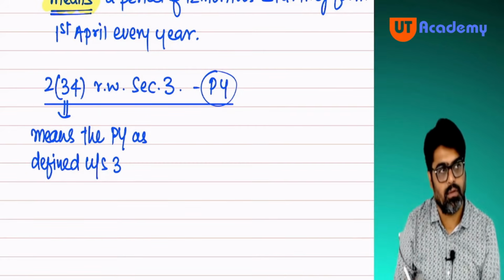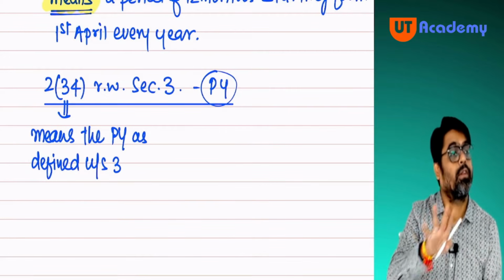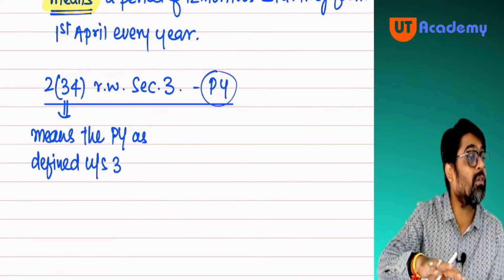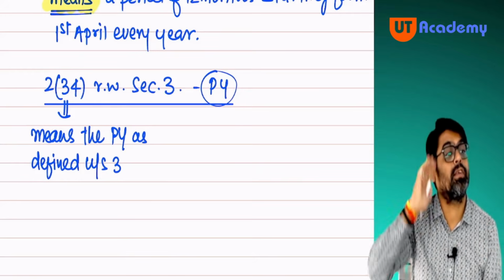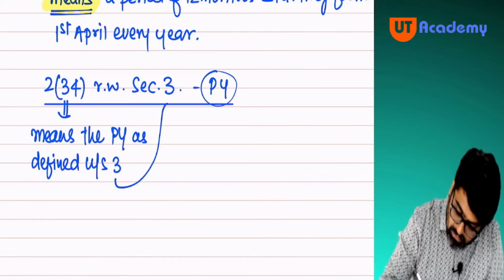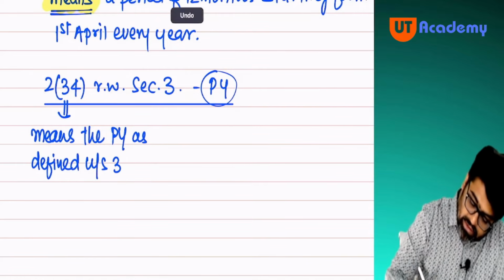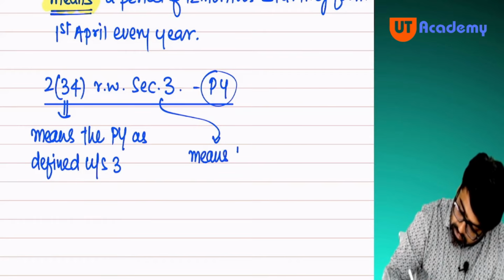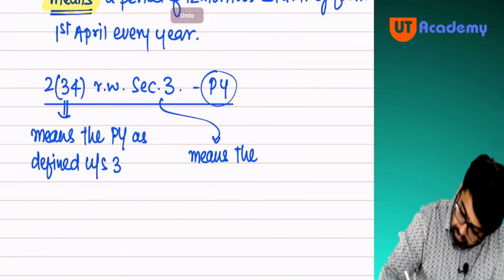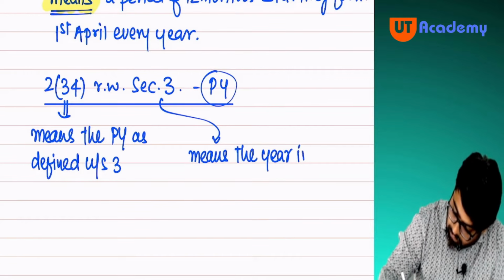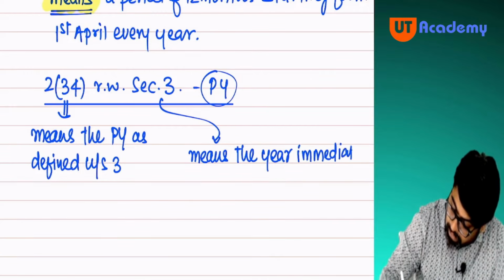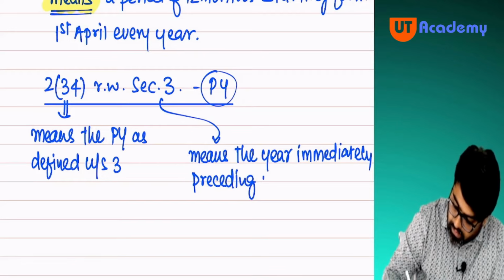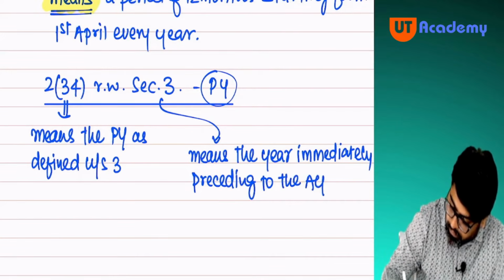What is previous year? Section 2(34) says that previous year, for the purpose of the Income Tax Act, means that previous year which is defined under section 3. So now we'll have to go to section number 3. Getting my point? So under section 3, they are saying that previous year means the year or financial year immediately preceding the assessment year.